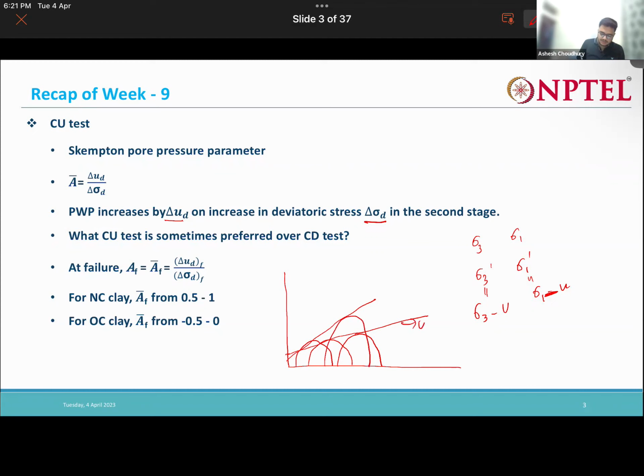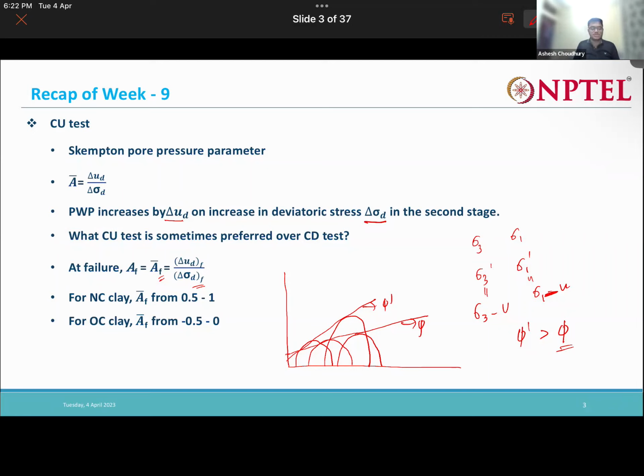This is phi dash. Phi dash is generally greater than phi. Now we see that at failure, my A bar value, with f written for at failure, is nothing but u_d at failure divided by sigma_d at failure. So for a normally consolidated clay, my A value generally varies from 0.5 to 1, and for over consolidated clay, it varies from minus 0.5 to 0.